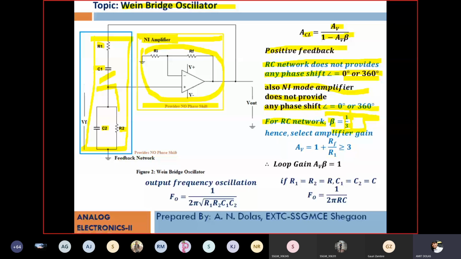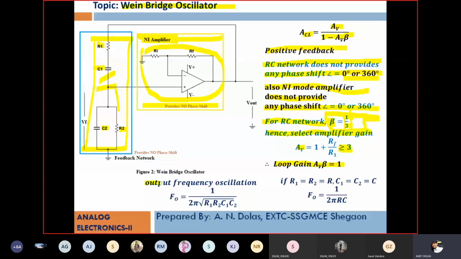Hence select the amplifier gain so that AV will be slightly greater than 3. And what is AV here? Here AV is not RF by R1 only, because for non-inverting the gain is 1 plus RF by R1. So if I choose this AV equal to 3, then loop gain AV beta will be equal to 1.